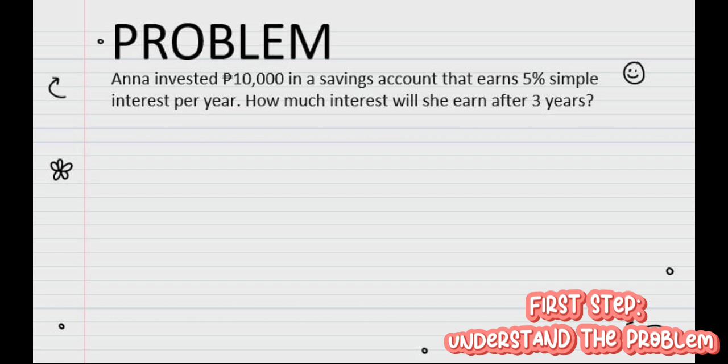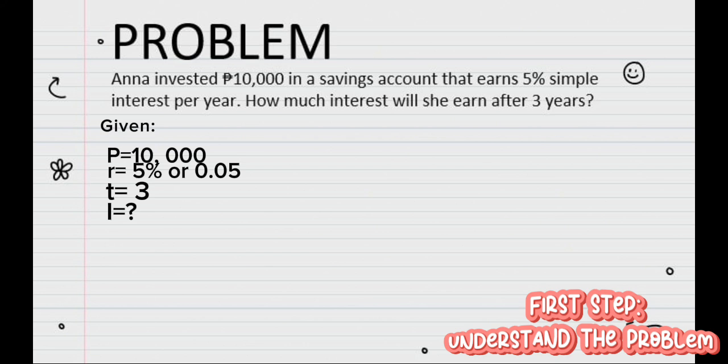Let's identify the key information. The principal will be the 10,000 that Anna invested. The rate is the 5%. And the time is 3 years. We need to find the interest that she will earn. The interest stands for the letter I.